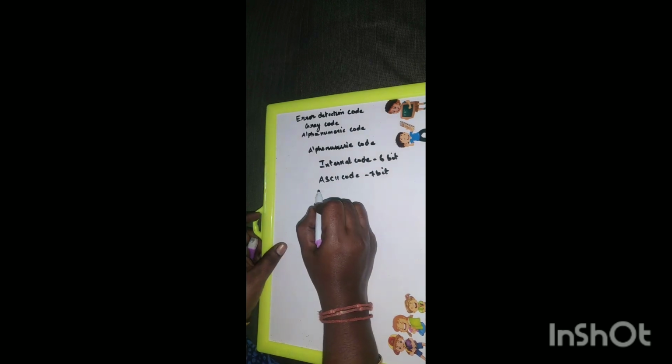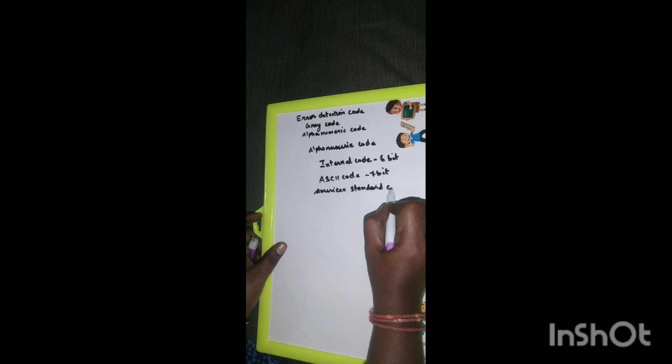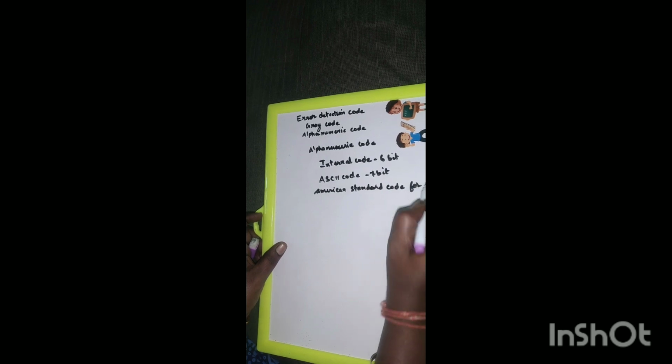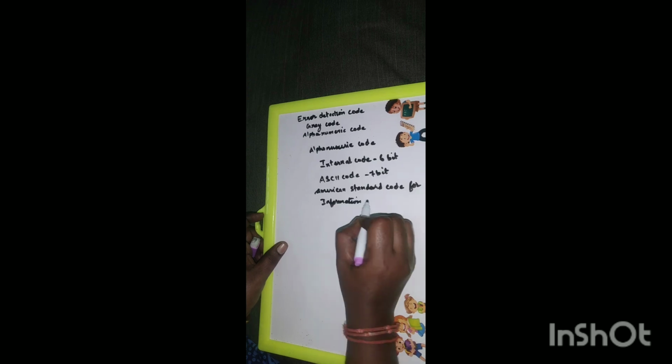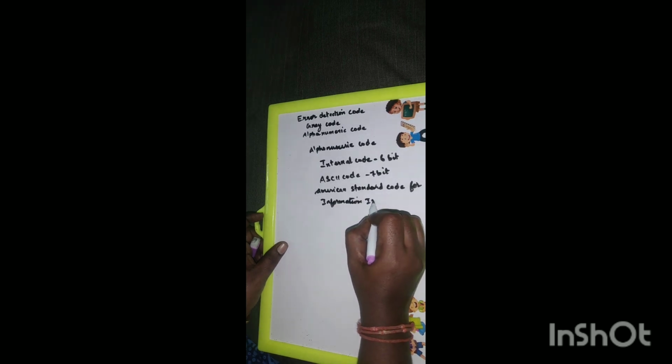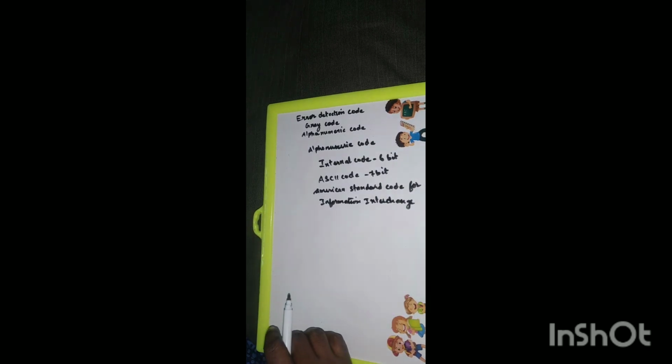The expansion for ASCII is American Standard Code for Information Interchange. It is a 7-bit code. It is used to represent the uppercase alphabets, numbers, special characters, etc.